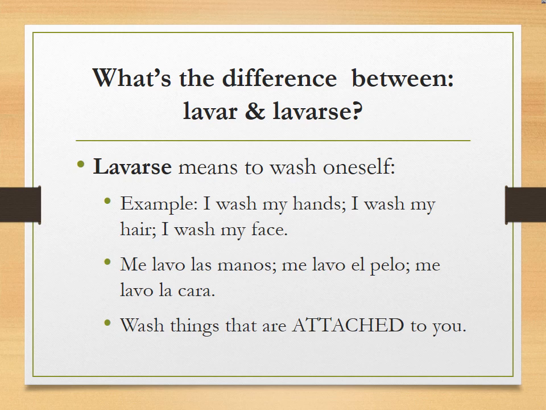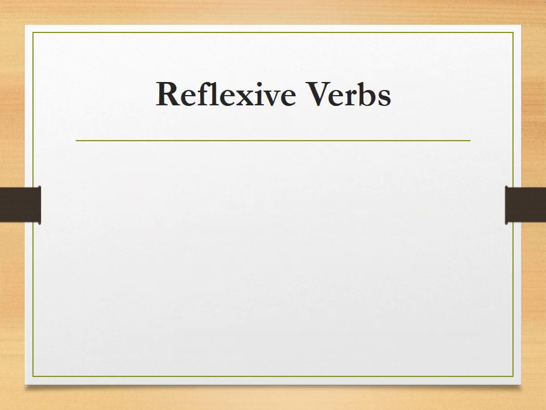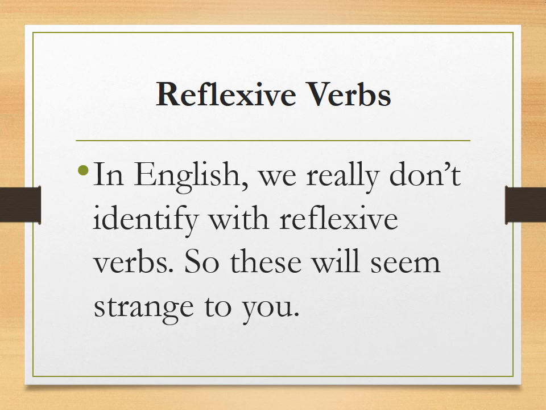So what about lavarse? When you add that se to the end, it means you wash something on your person. Like I wash my hands, I wash my hair, I wash my face. These are things that are all attached to you. So in this case, you have two words when you conjugate it. You have the me, which is the pronoun, and you have lavo, which is your normal verb. So me lavo las manos, me lavo el pelo, me lavo la cara. We're going to get into this more. This is a quick intro.